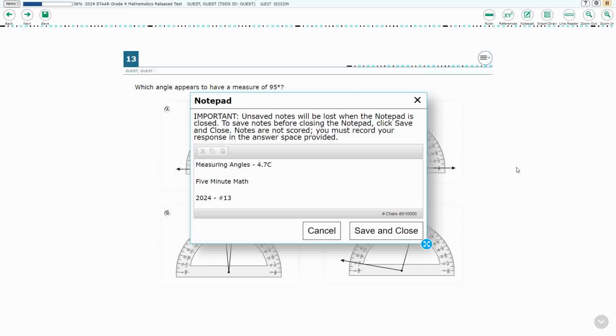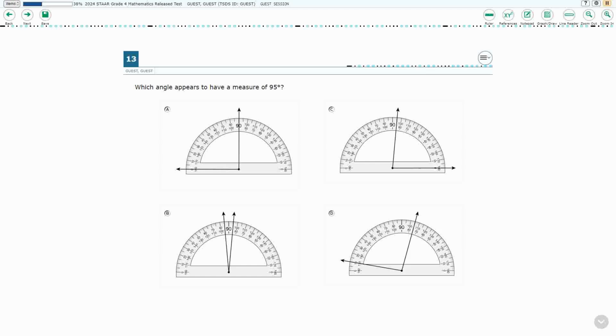Today we are looking at the fourth grade concept of measuring angles. This is standard 4.7c in the great state of Texas, and we are using item number 13 of the 2024 released STAAR test. If you haven't done so already, please go ahead and take a moment to pause the video, work this problem out on your own, unpause it, and we will look at our answers together.